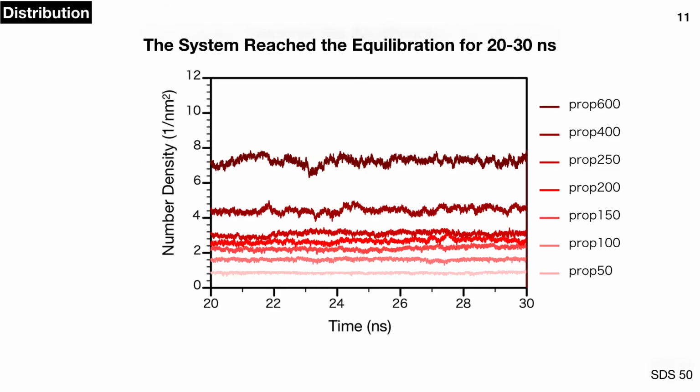Such a dislocation of propanol is a good indicator to check the equilibration of the system. So here we gathered the number density of propanol at the interfacial region and found that the number density of propanol reached equilibration for the 20 to 30 nanosecond runs. And deeper color here indicates higher propanol number in the system. And as shown here, the propanol density at the interfacial region increases as the number of propanol in the system increases.